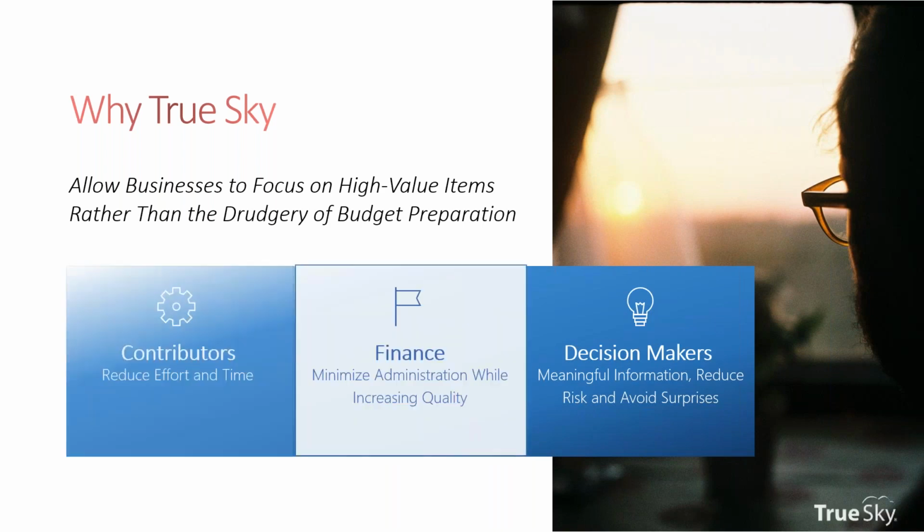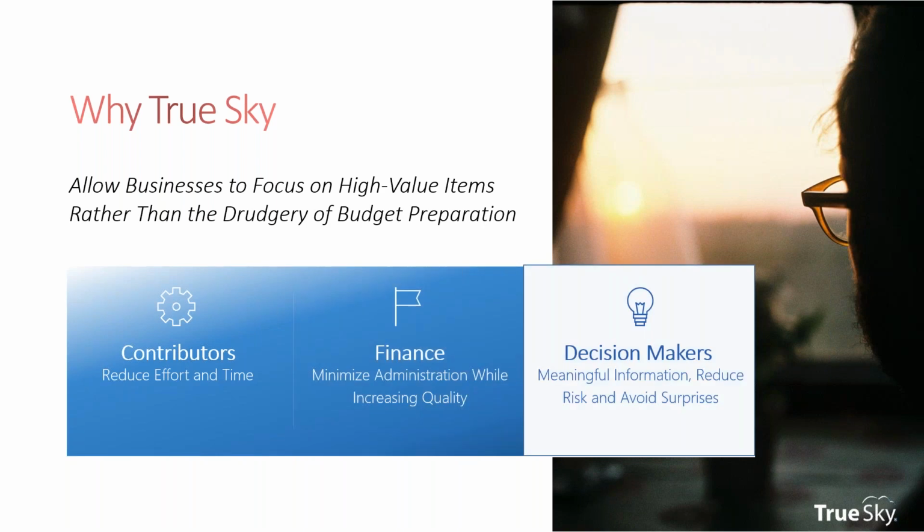When it comes to the finance or accounting group, whatever term you'd like to use, we minimize the administration effort it takes to do a budget or a forecast, and at the same time increase the quality of the numbers you get from your people. The final group we help with TrueSky are decision makers. What we provide to them is hopefully not just raw numbers, but meaningful information that reduces risk and helps avoid surprises as you go forward and finish off the budget.